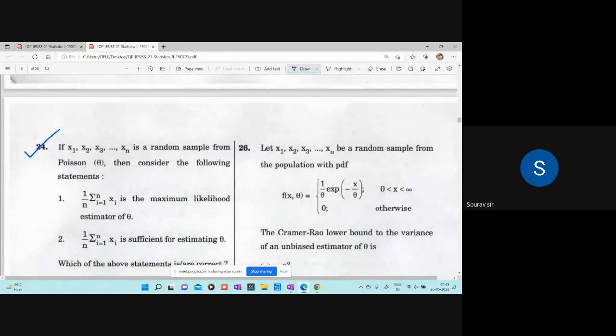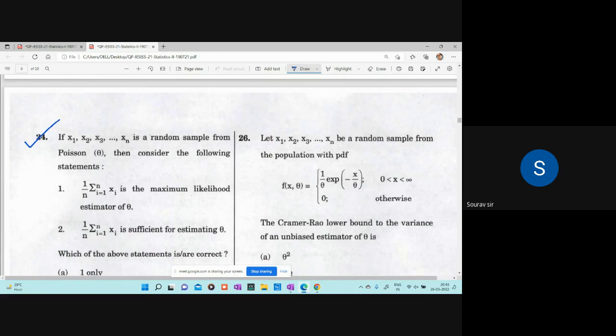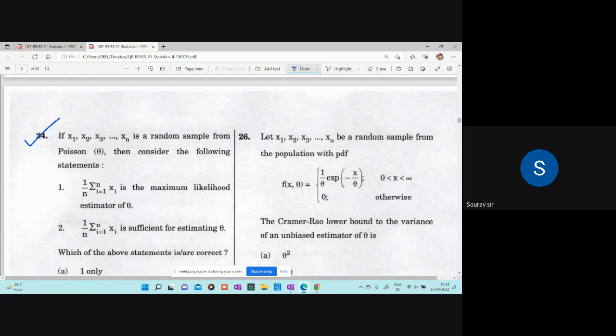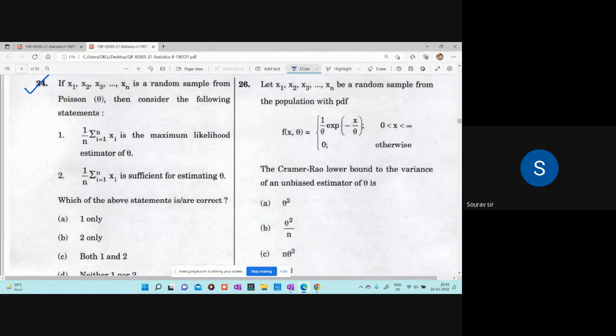Okay. Go for question number 24. Can you answer 24? They are saying that x1, x2, xn is a random sample from Poisson theta. Then I am considering two statements: 1, x bar, 1 by n summation xi, is the MLE of theta, and 2, 1 by n summation xi is the sufficient estimator of theta. So which one is true? Either both, or only one, or only two, or neither one nor two. Which one do you think is correct?